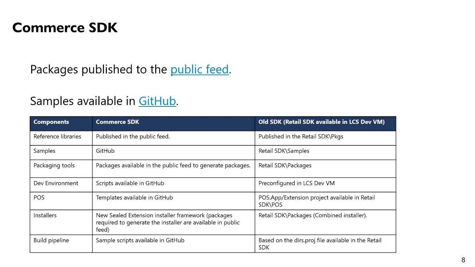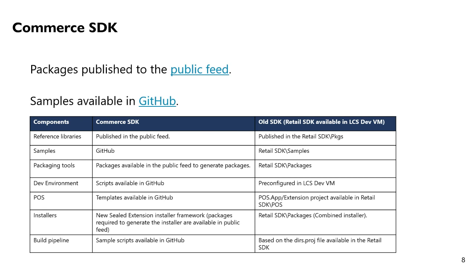Okay. So the first thing I want to talk about: the new SDK mainly contains two components. One is the samples, and the other one is the packages. Previously the samples were all published in the retail SDK in LCS DevEM. Now we are migrating all the samples or creating new samples and publishing them to GitHub. So going forward, any new sample, you will find in GitHub. Maybe later when I show the demo of GitHub, I will show what different repos we have. And now that the folder structure is created for the new SDK, I will walk through that.